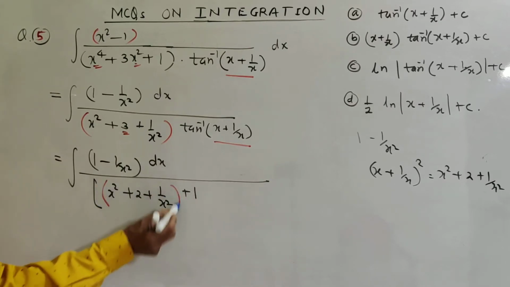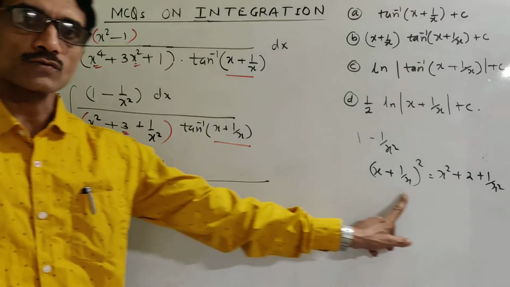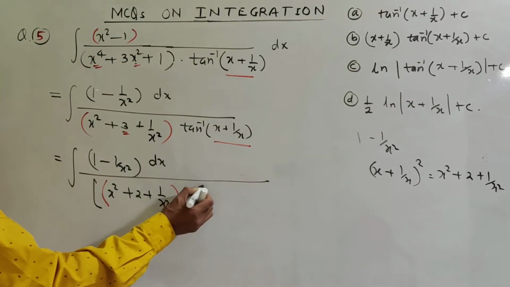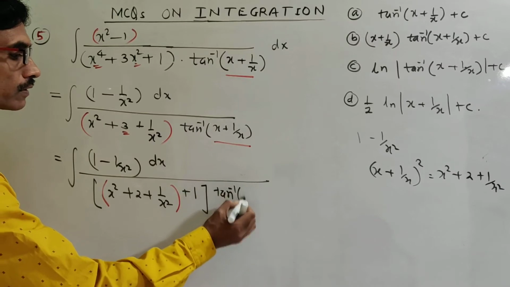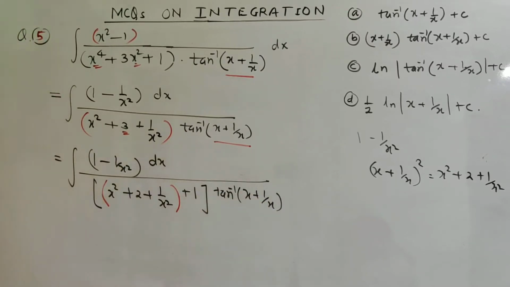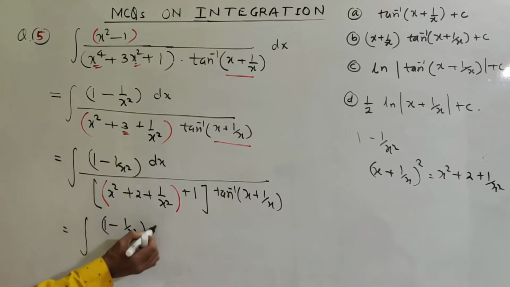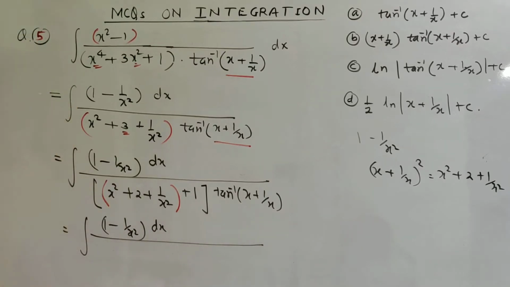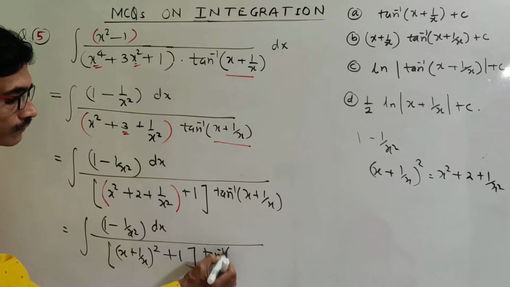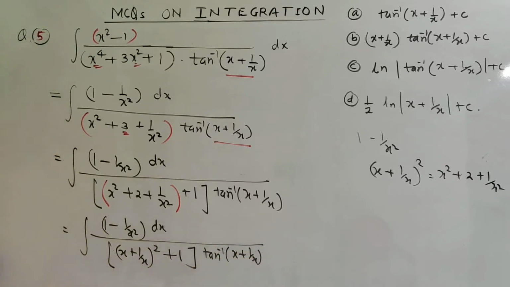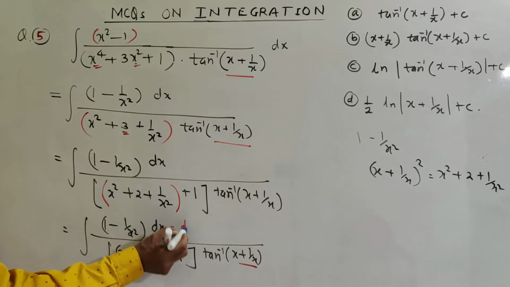So that if we group this, it is square of (x + 1/x) plus 1, into tan inverse of (x + 1/x), which is the integral of (1 - 1/x²) dx upon (x + 1/x)² + 1, into tan inverse of (x + 1/x). Now if we put x + 1/x equal to u, then this becomes what? du.